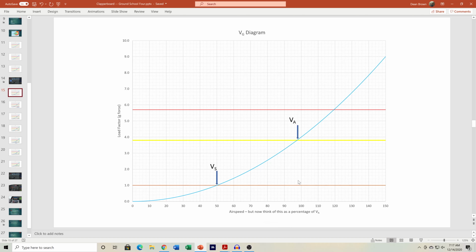And even though the arrow is pointing slightly off from the 100% line, I'm using this as basically 100% of maneuvering speed for any particular airplane at a given point in time, which has a particular weight. And so stall speed is, again, for all intents and purposes, 1/2 of that.